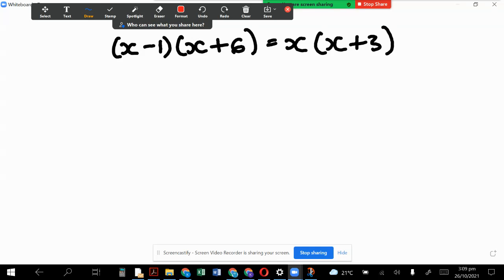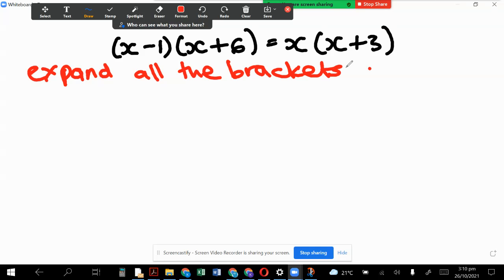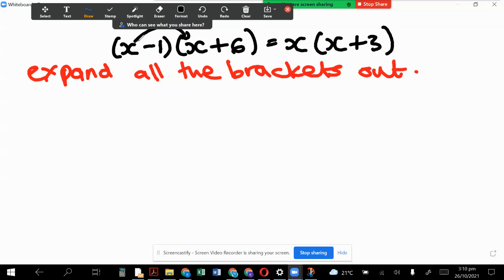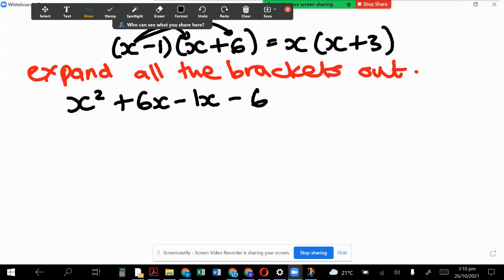What you've got to do for this kind of question, the first thing you have to do is expand all the brackets out. That's going to be multiply like this. x times x gives you x squared, and then negative 1 times x gives you negative x, and then plus 6x. Sorry, let's undo that quickly. So remember, x times 6 is 6x, then negative 1 times 6 is minus 6.